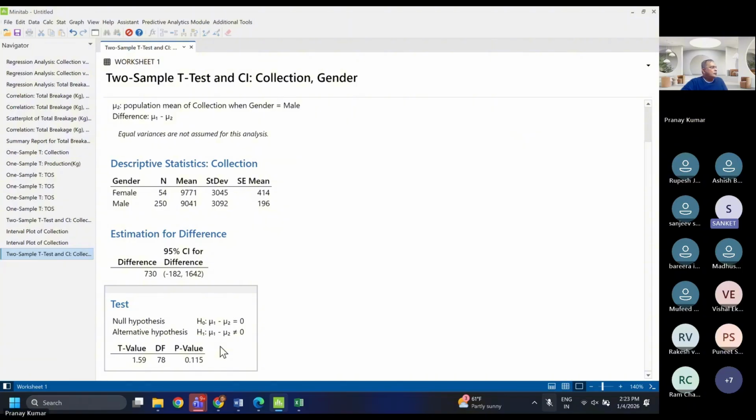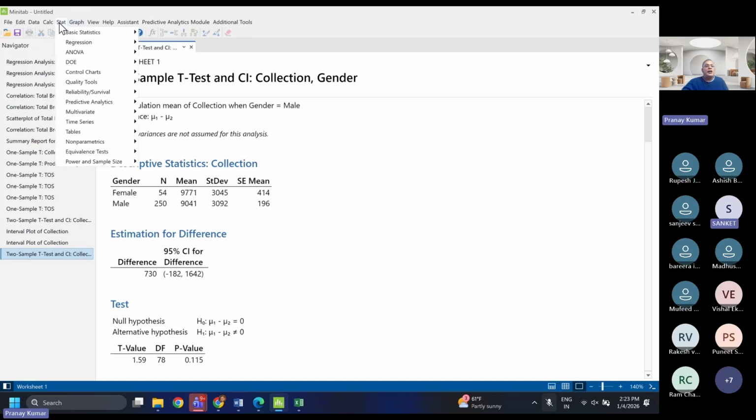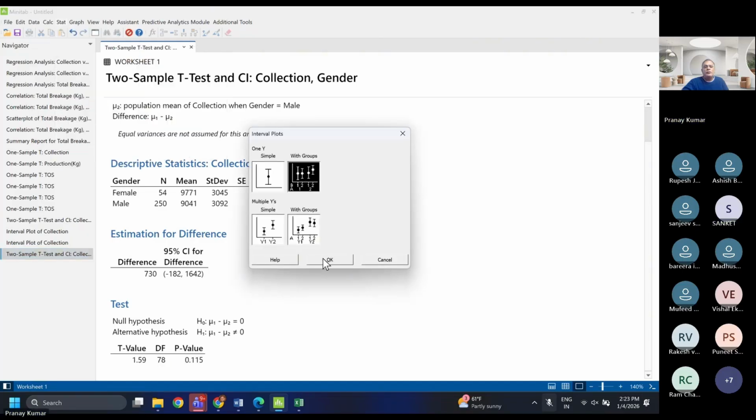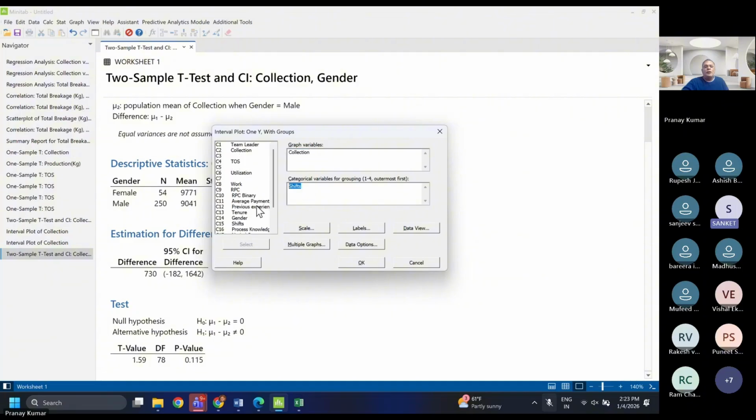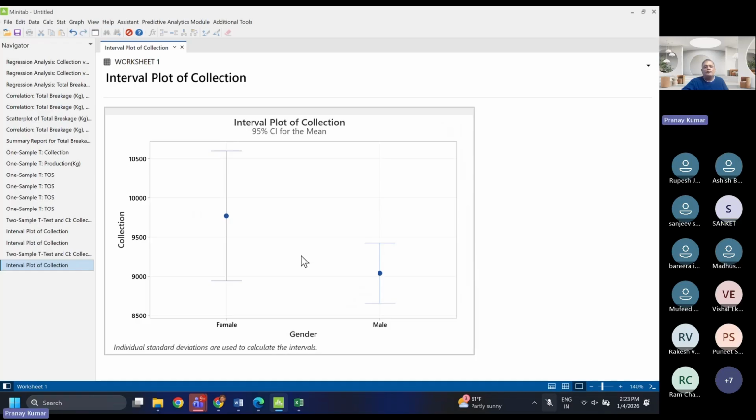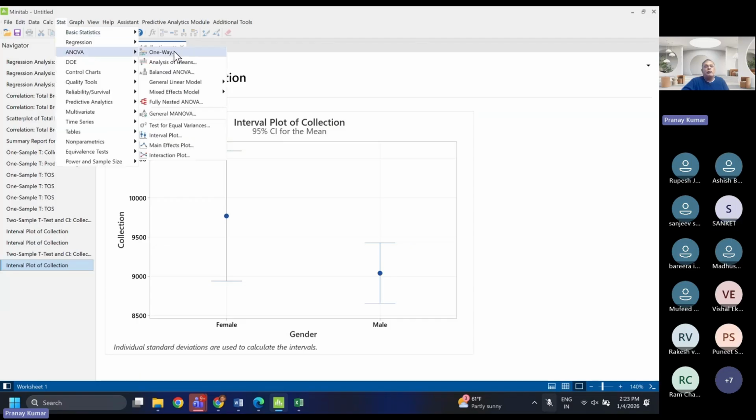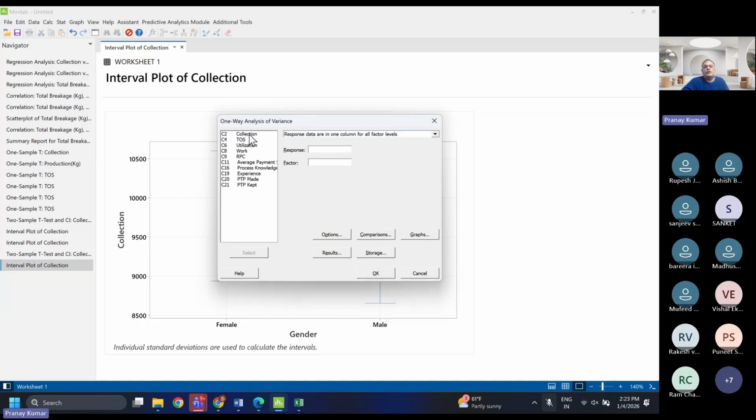Everyone? Yes, sir. And if we prepare that graph here, there will be an overlap, sir, right? Absolutely. Let's do that. Stats, ANOVA, interval plot, with group. I am doing gender. That's okay. There is overlap. Yes, sir. When you have greater than two groups, you go to stats, ANOVA, one-way, response which is collection, versus shift.